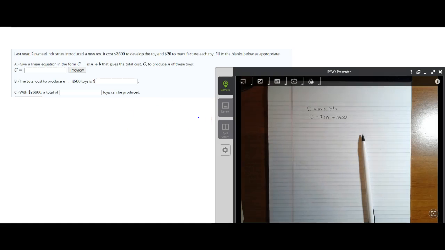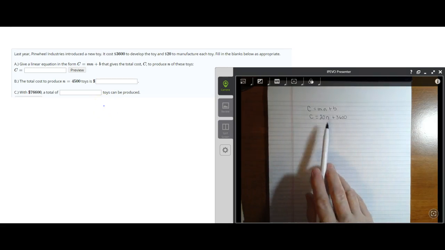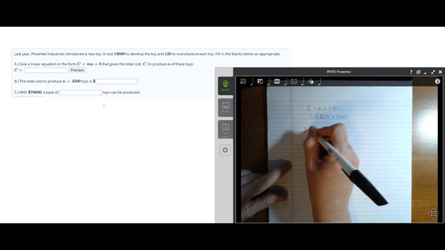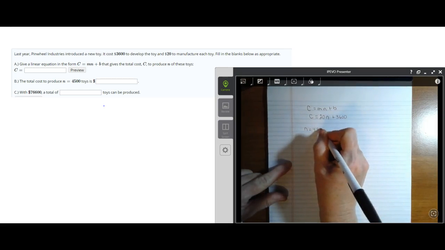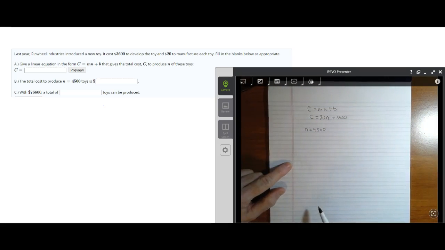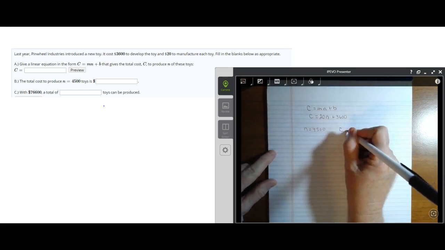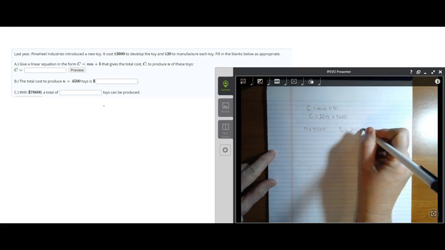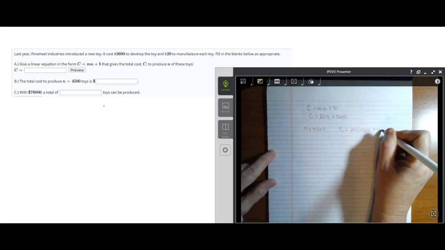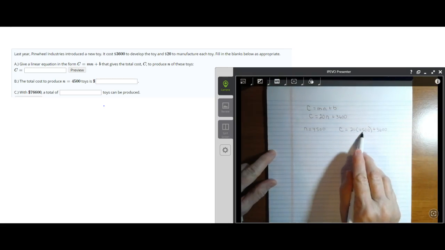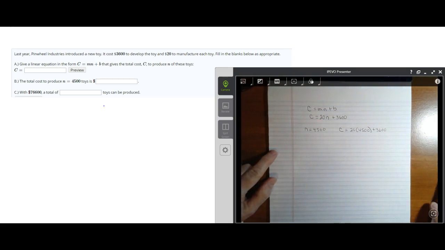And then the total cost to produce N, where N is 4,500 toys. So using this right here, we're given the N. We're given an N is 4,500. So we're wanting to say, how much is it going to cost us to produce the 4,500 toys? So I'm going to substitute that in for this N. So I'm going to have cost is going to equal 20 times 4,500 plus 3,600. So 20 times the 4,500, and then we're going to add the 3,600.